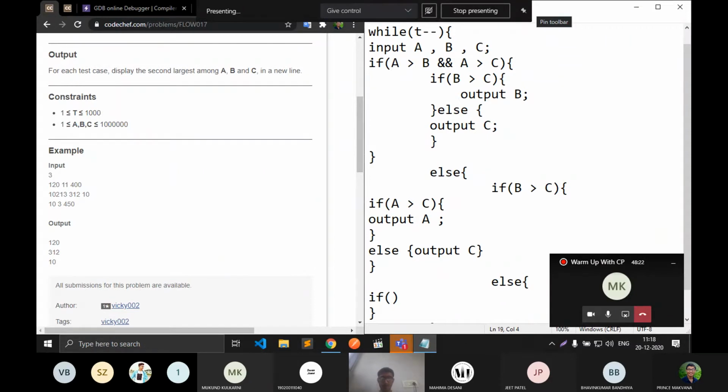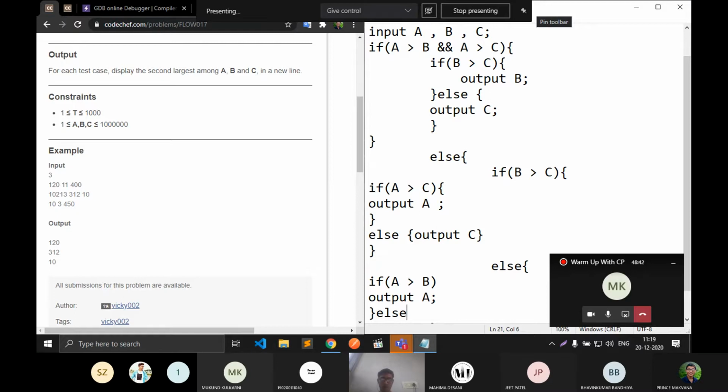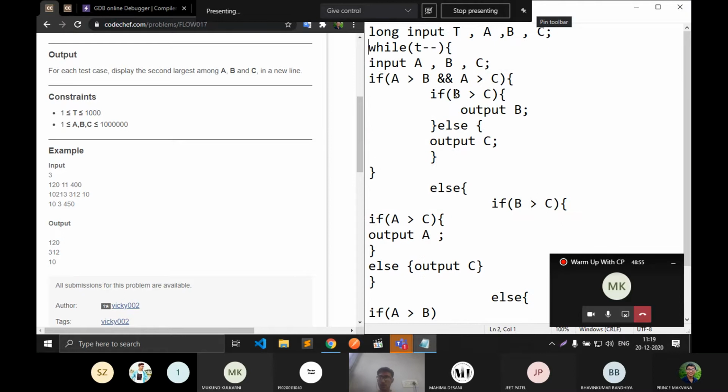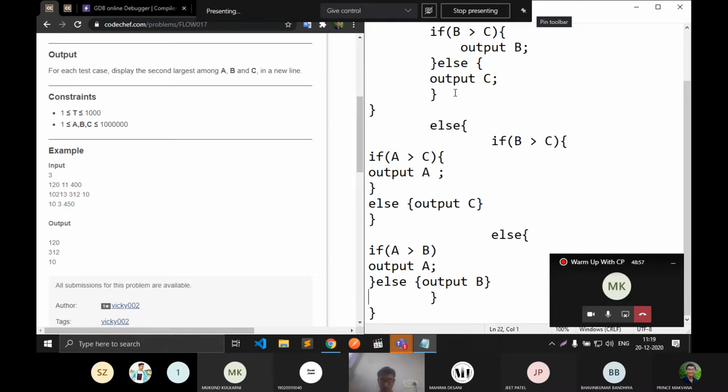Otherwise, if c is first, then in the else condition I also have to give: if a is more than b, then our output is a on second number, else b is on second number. Okay, yes, complete: a to c to b. All conditions are here.